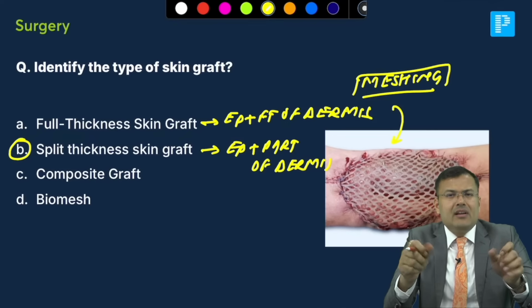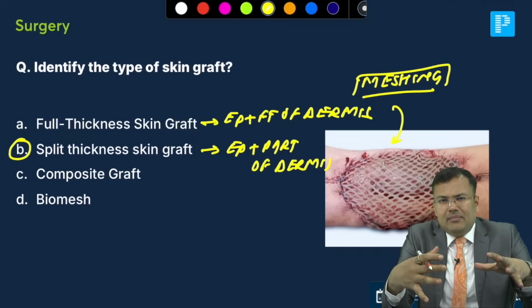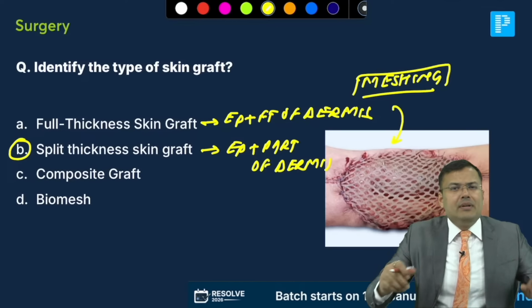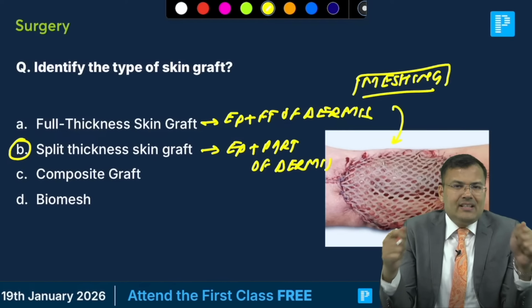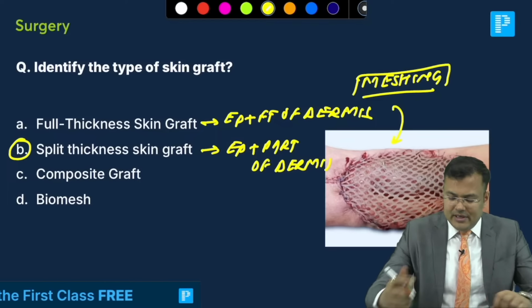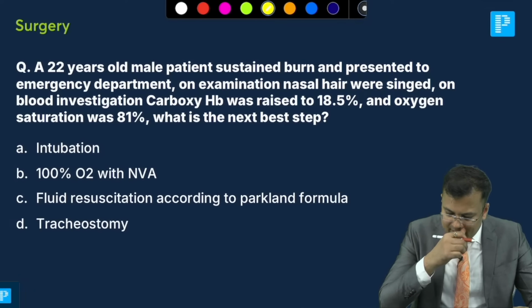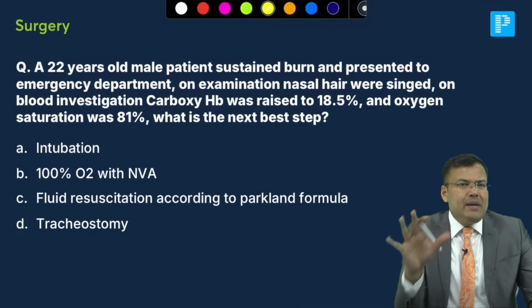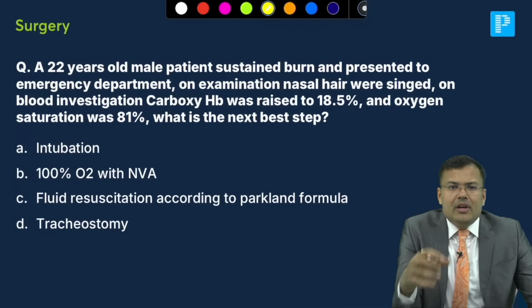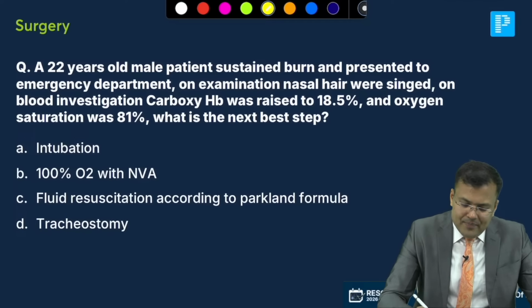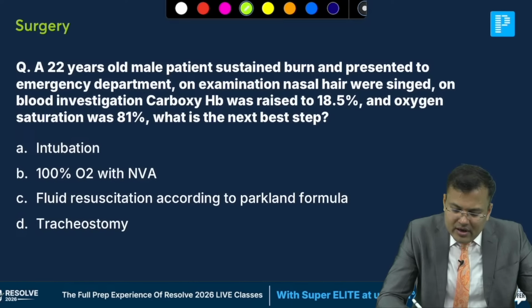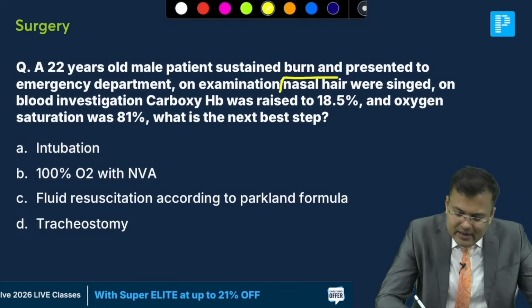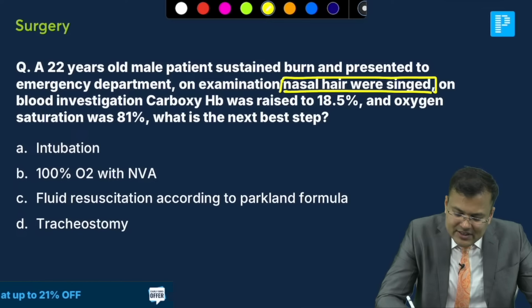Why meshing is done? Whenever the area burnt is too much and we don't have enough graft available, just to increase the area we are doing this meshing. Clear? Correct answer is B. After that you can see the next question. Very important and very easy question. 22 years old male sustained burn, presented to emergency department. On examination, very important, nasal hair were singed.